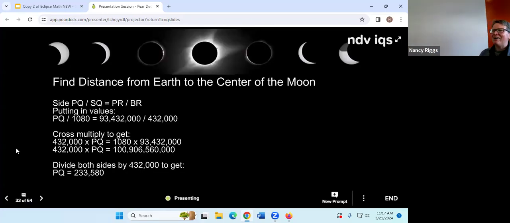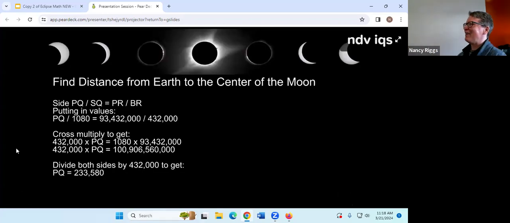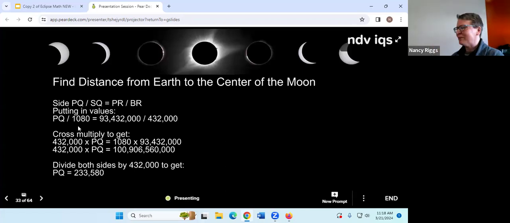And for those of you with calculators, if you want to see if you get the same values, you're welcome to go ahead and crunch these numbers through with me. I'm going to go ahead and talk through what I'm doing. So again, SQ, that was the radius of the moon. PR, that's the distance from Earth to the center of the sun. And BR here, that was the radius of the sun. So that's where all of those numbers are coming from.